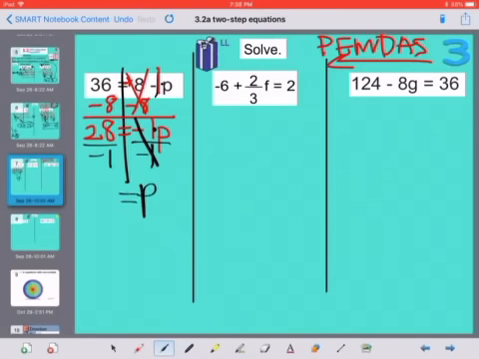It's okay that it's on the right side, it doesn't really matter. 28 divided by 1 is still 28, but now instead of a positive, it's just a negative. So our answer is negative 28.